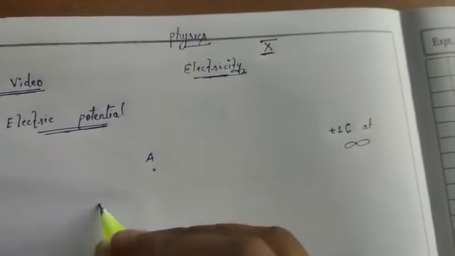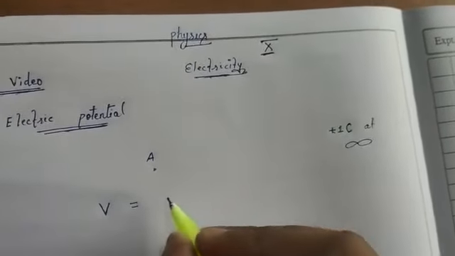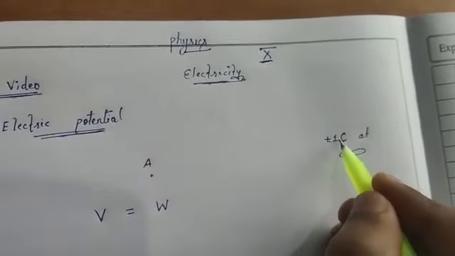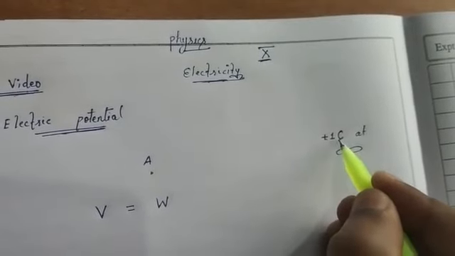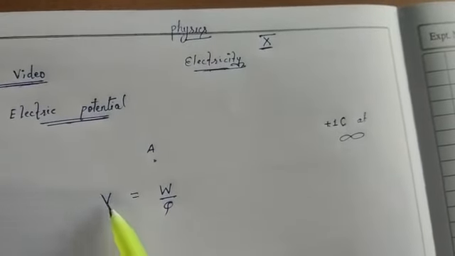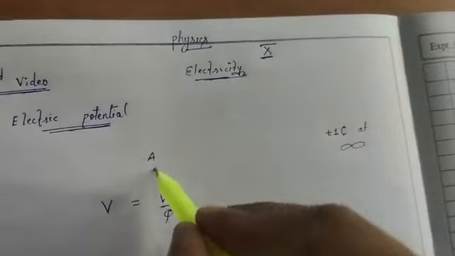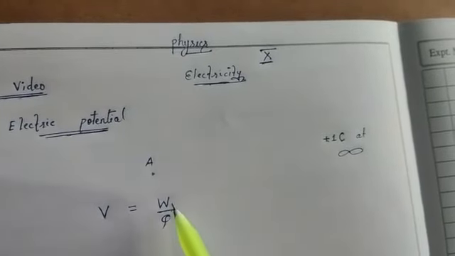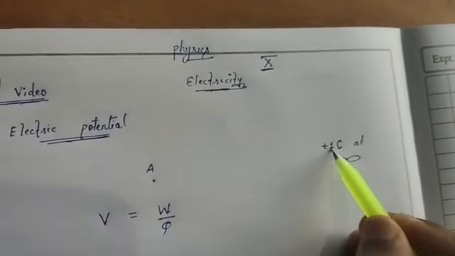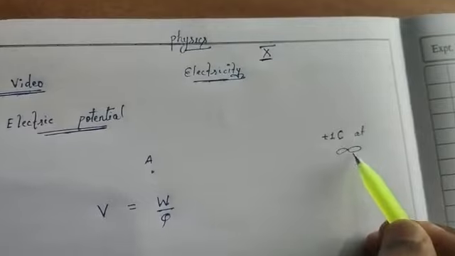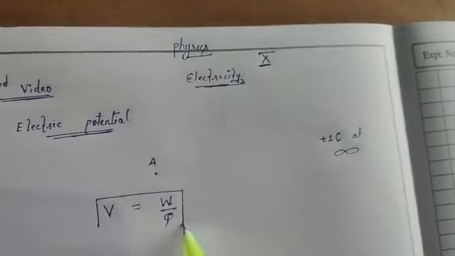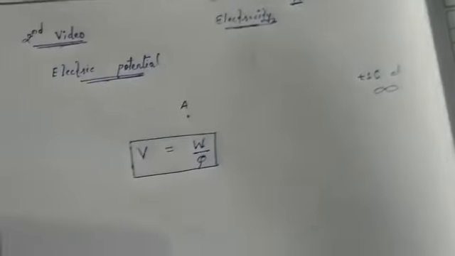This electric potential is the same thing, that is, the amount of work done in moving this unit positive charge from infinity to this point. That is, electric potential at a point is nothing but the amount of work done in bringing a unit positive charge from infinity to that point. So V is equal to W by Q.